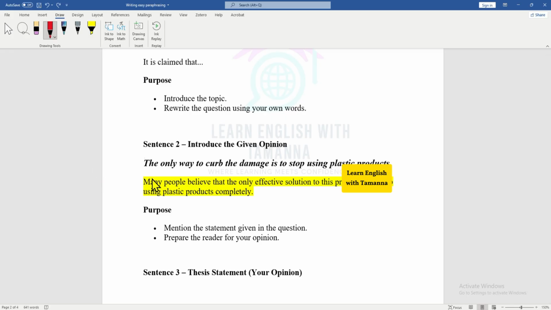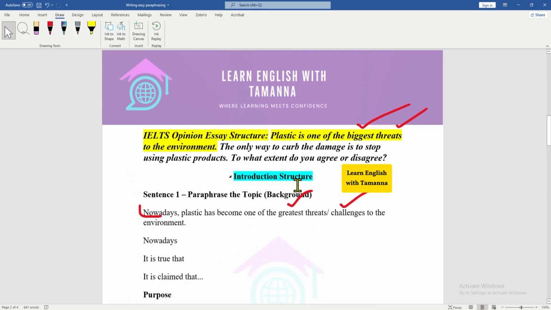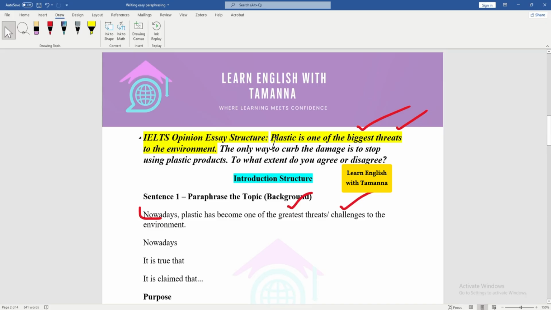For example, here I have added the extension, many people believe. It wasn't in the question, but I added it. Then they wrote in the question the only way to curb the damage, but I wrote the only effective solution to this problem. Then I kept the remaining part the same, is to stop using plastic products. I just added the word completely. That's it. Nothing much. So I have paraphrased two lines of the question altogether.